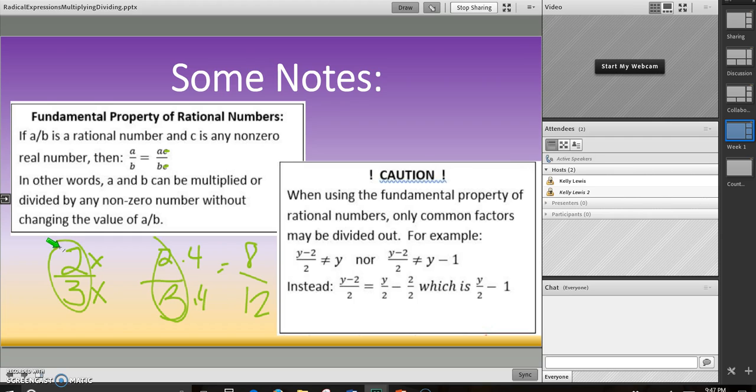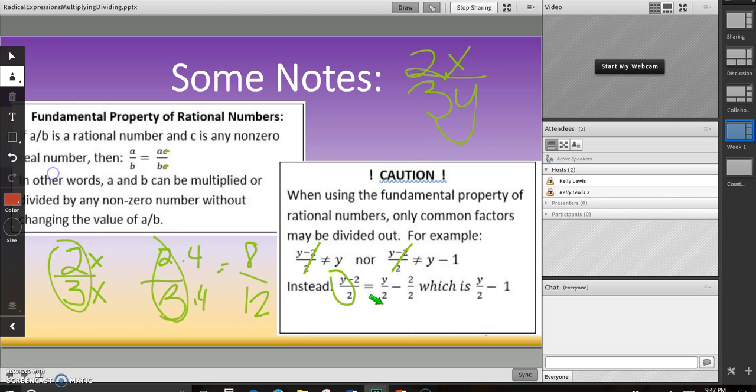All right, also, you can only cancel out common factors. So for example, if this was 2x over 3y, I cannot cancel the x and the y. It's not the same thing. Or if you had y minus 2 over 2, you cannot cancel those 2's and just get y, or get y minus 1. You have to do y over 2 and then negative 2 over 2, and that simplifies. So you need to be really careful because those are common mistakes.